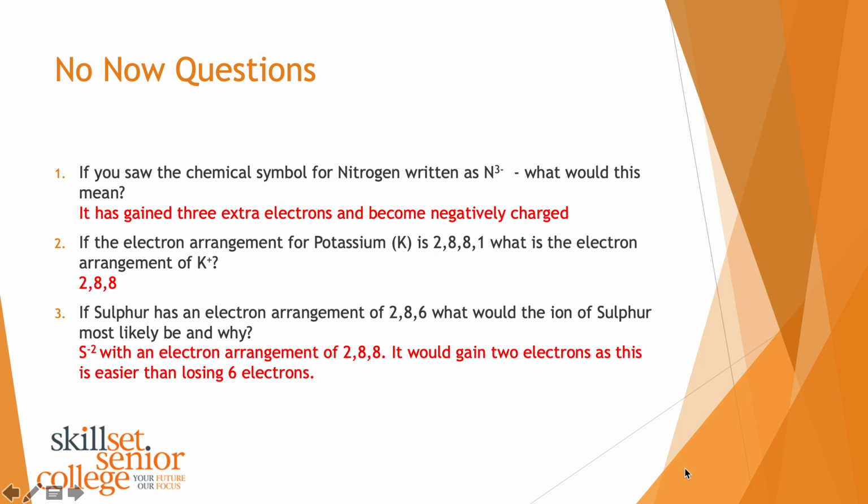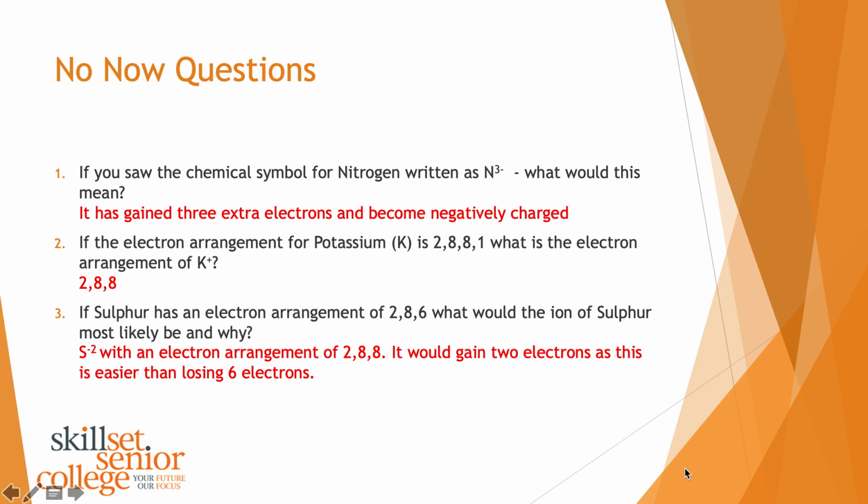Number 2, if the electron arrangement of potassium is 2881, what is the electron arrangement of K plus? It would be 288. It's become positively charged because it has lost that extra valence electron. So it now has more protons than it does electrons, so now it is positively charged.